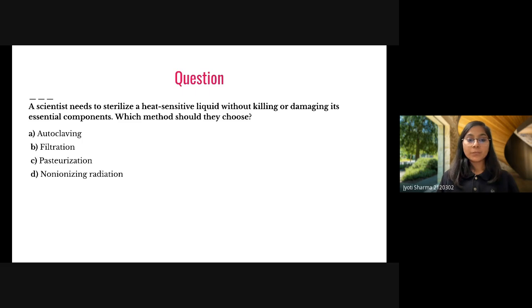Okay, coming to the next question. A scientist needs to sterilize a heat sensitive liquid. So for example, we have a liquid and we need to kill all the bacteria in that liquid, but that liquid is sensitive, and we want to kill the bacteria without killing or damaging its essential components. So which method should they choose? We have autoclaving, filtration, pasteurization, non-ionizing radiation.